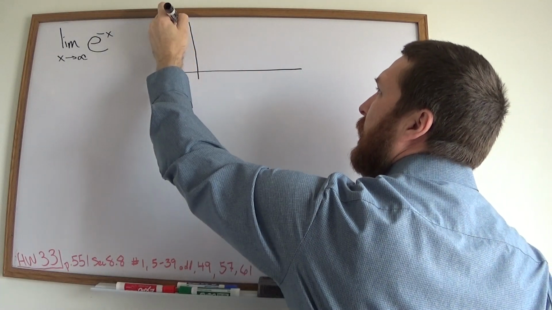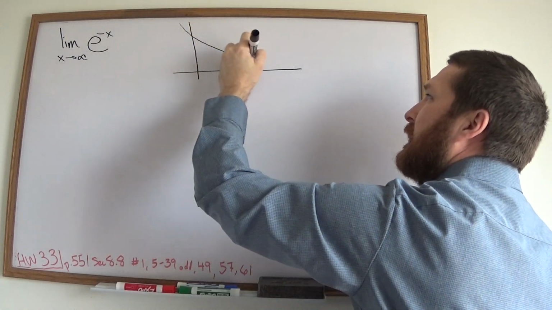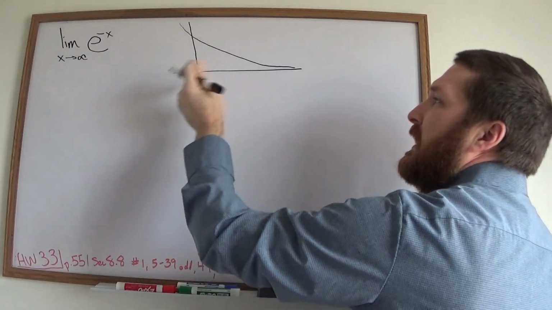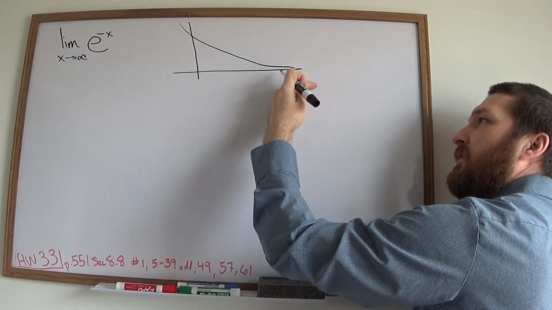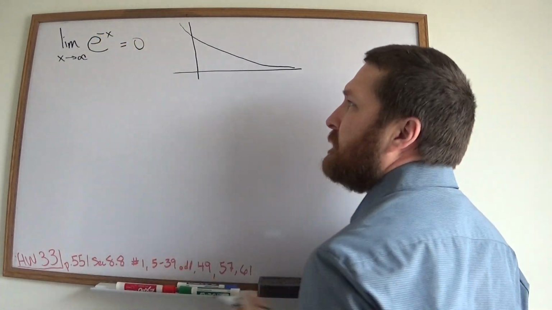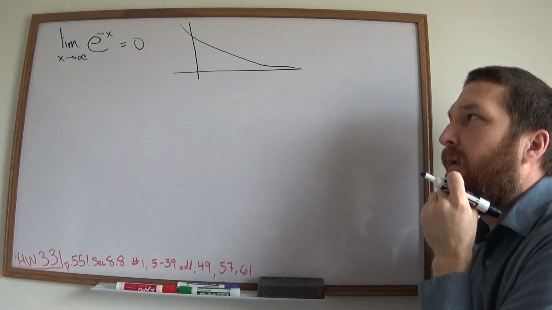And let's think about what this function looks like. That's e to the negative x. And you can see that as you go further and further this way, this goes to 0.